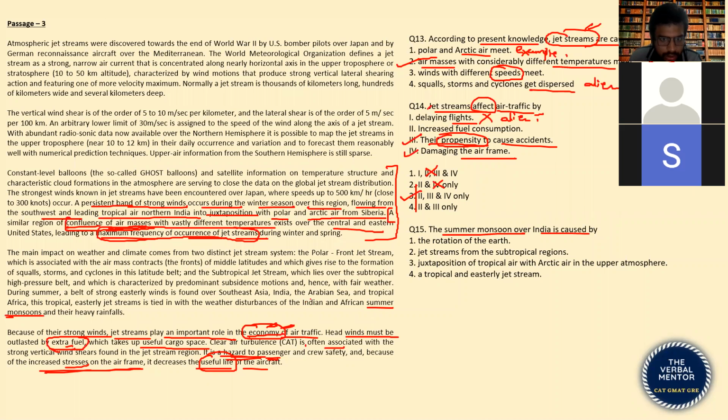I also see India here. And how are they caused? A belt of strong easterly winds is found over Southeast Asia, India, Arabian Sea, tropical Africa. This tropical easterly jet stream is tied in with the weather disturbances, and that is how it is formed.